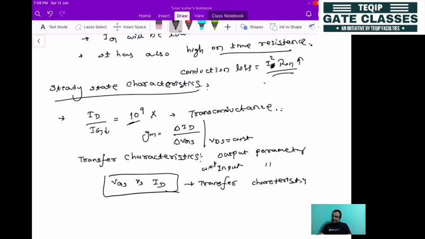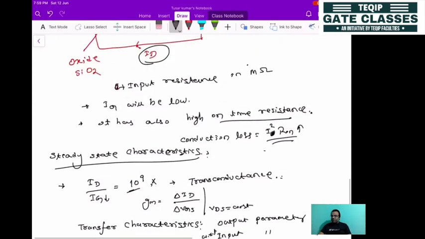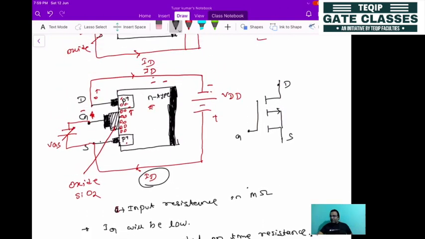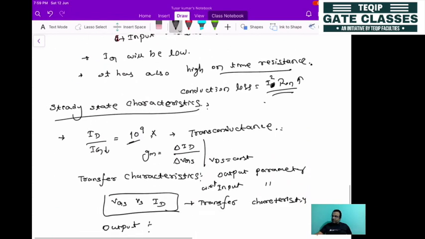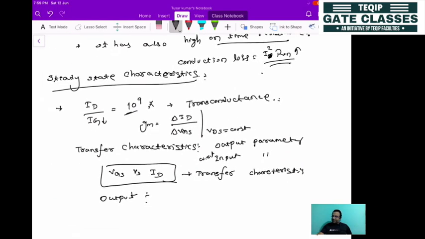The next characteristics that we'll be seeing are the output characteristics. For any of these devices, what is the output voltage? It is the drain to source voltage. Even though VDD is applied, from the terminal point of view, the voltage is VDS. So the output voltage is VDS, and it is VDS versus the output current, the drain current, for different values of the input voltage.